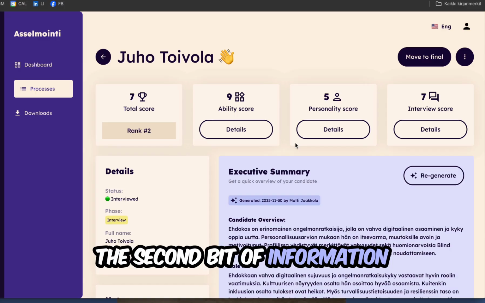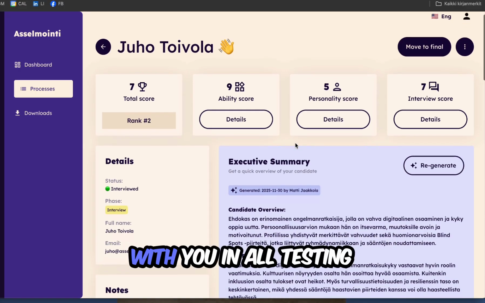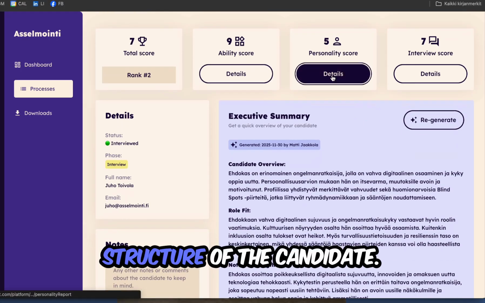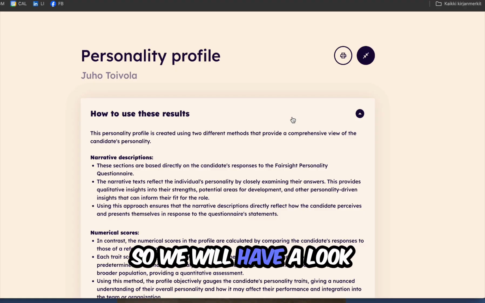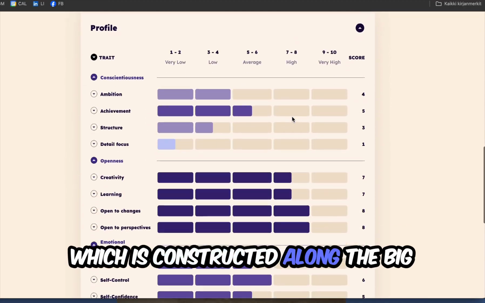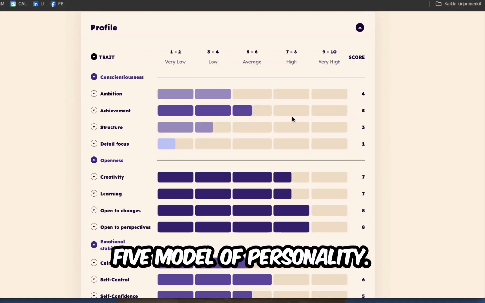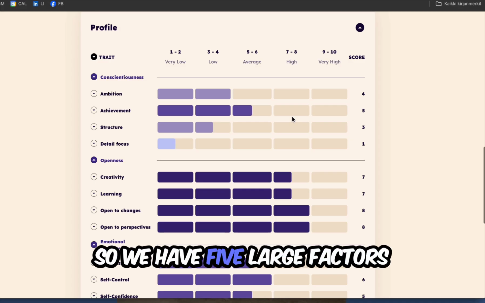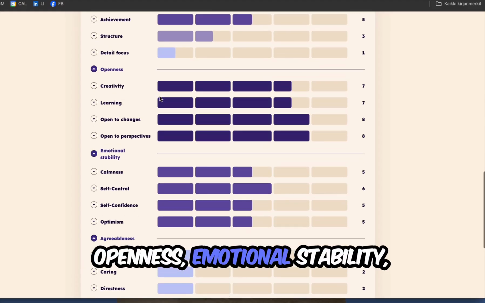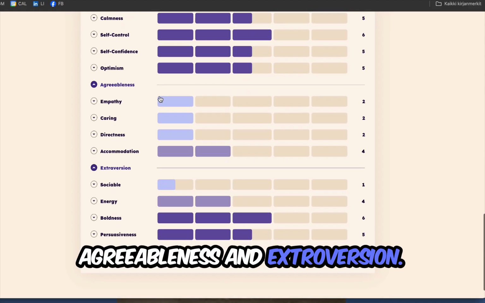The second bit of information we will review and go through with you in all testing services is the personality structure of the candidate. So we will have a look at the personality profile, which is constructed along the Big Five model of personality. So we have 5 large factors of personality: conscientiousness, openness, emotional stability, agreeableness, and extroversion.